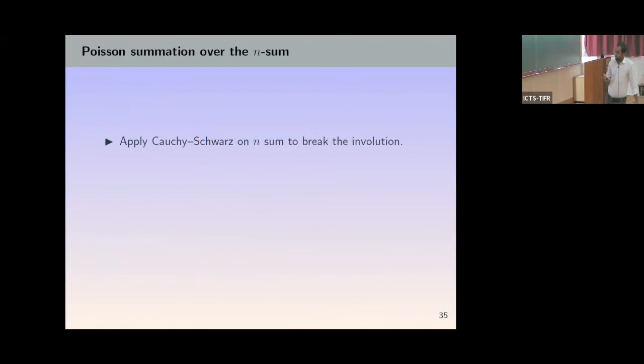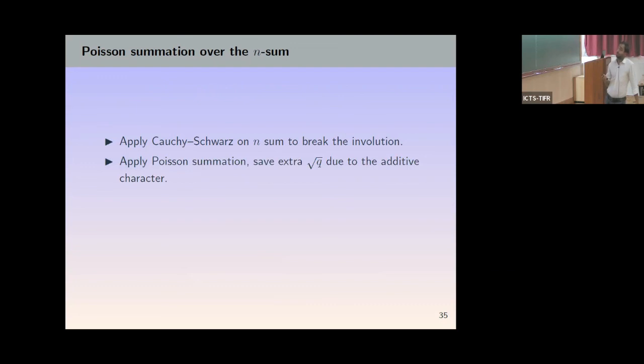So now after applying the Voronoi formulas, you apply Cauchy so that you break the involution. Because if you don't apply Cauchy and apply the summation formula, it won't help at all. So you have to break the involution somehow. And then you apply Poisson summation in the n variable again.